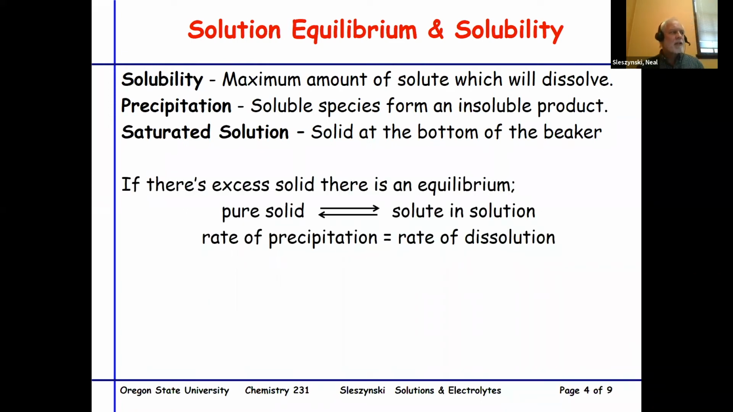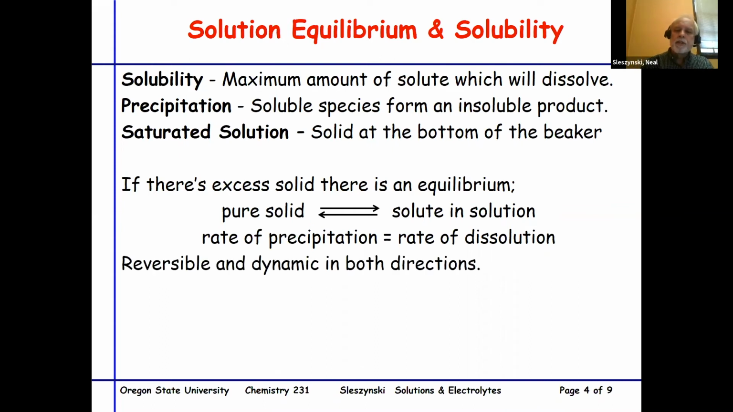When we have excess solid sitting in the bottom of the beaker, there's actually an equilibrium set up between pure solid sitting on the bottom of the beaker and solute in solution. Under these conditions, we refer to the rate of precipitation, material coming out of solution forming the solid, being equal to the rate of dissolution, the solid breaking up and going back into solution. In this situation, we talk about equilibria being both reversible and dynamic in both directions.